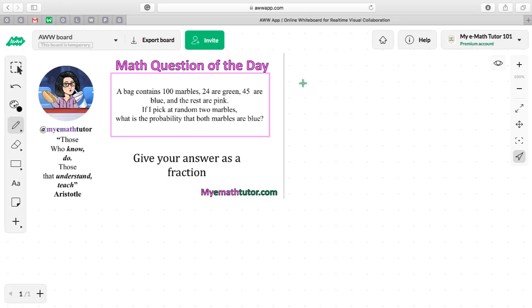This question. So they tell me that I have a bag that contains 100 marbles. 24 are green, 45 are blue, and the rest are pink. If I pick at random two marbles, what is the probability that both are blue?